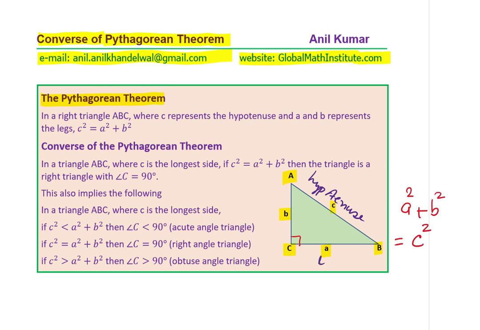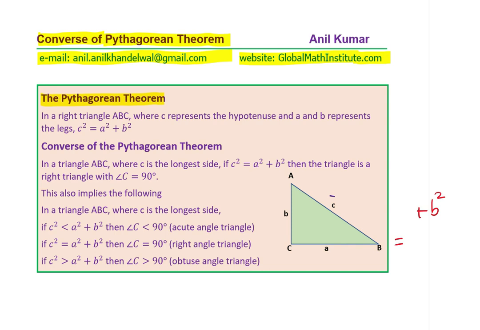These are the legs. You can see leg 1 and leg 2. So it has two legs, the shorter sides, and a hypotenuse. Now, what is the converse of Pythagorean theorem? Let's look into that part.